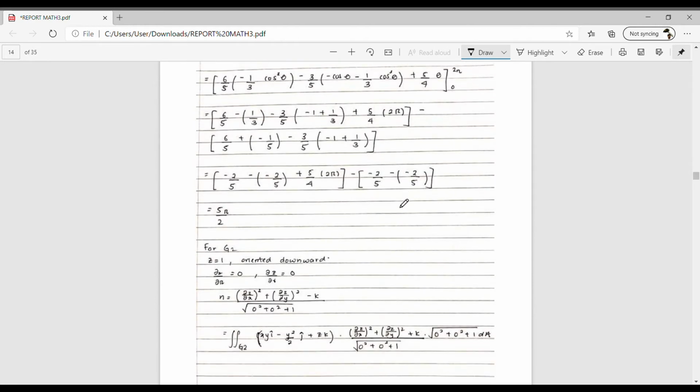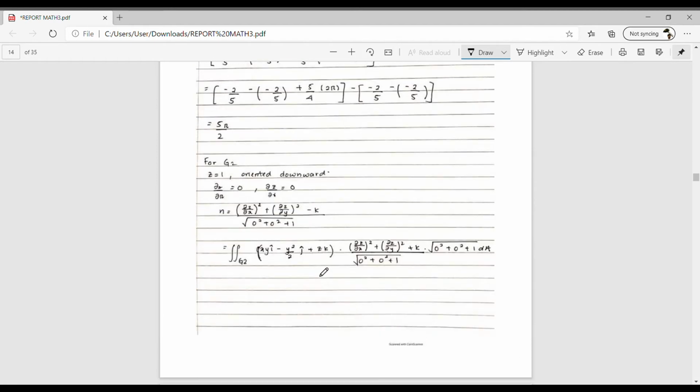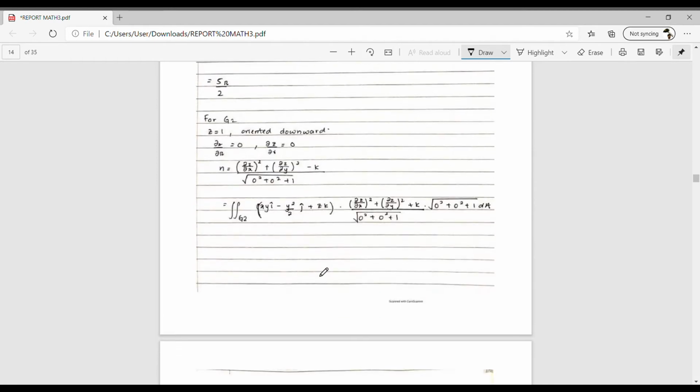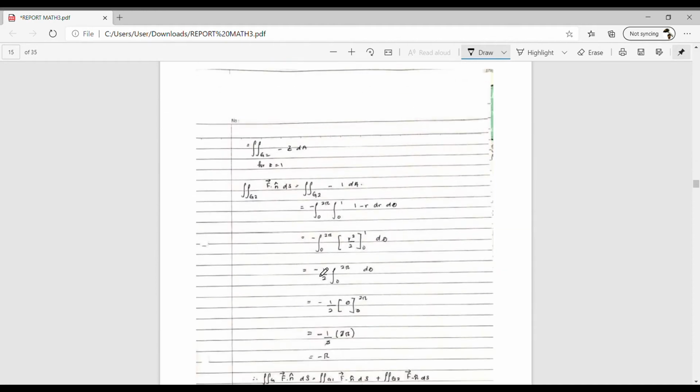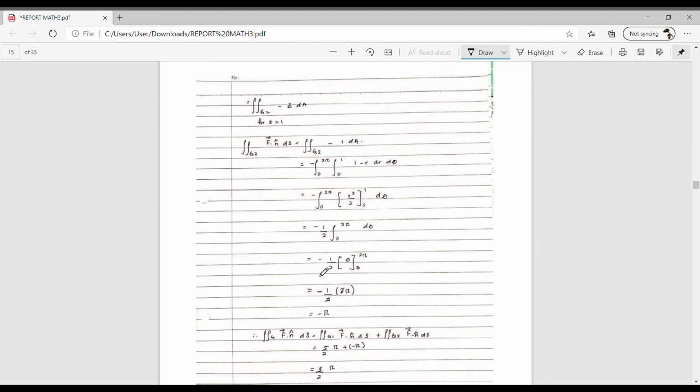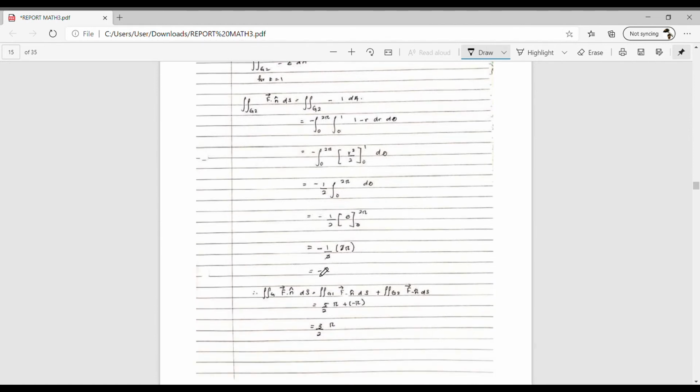So for G2, we do it by using the orientation downward. This was for G1, so this is G2. Again, we use the partial derivatives, so both are 0. And then we use the n vector, same as what we did in G1. So we will get negative pi. So when we add both, we will get 3 over 2 pi.